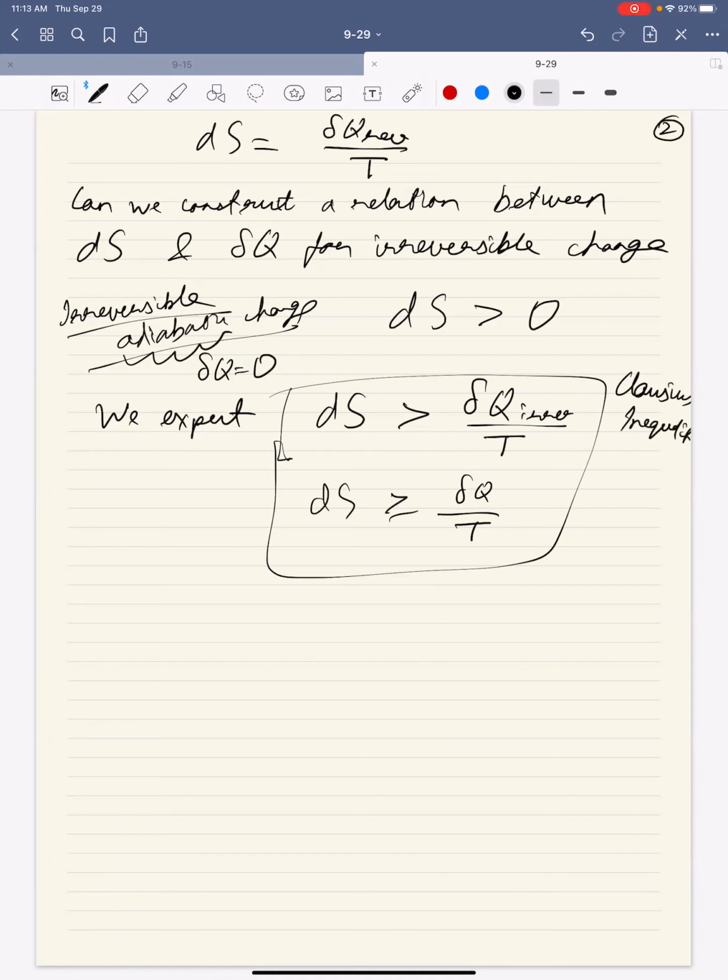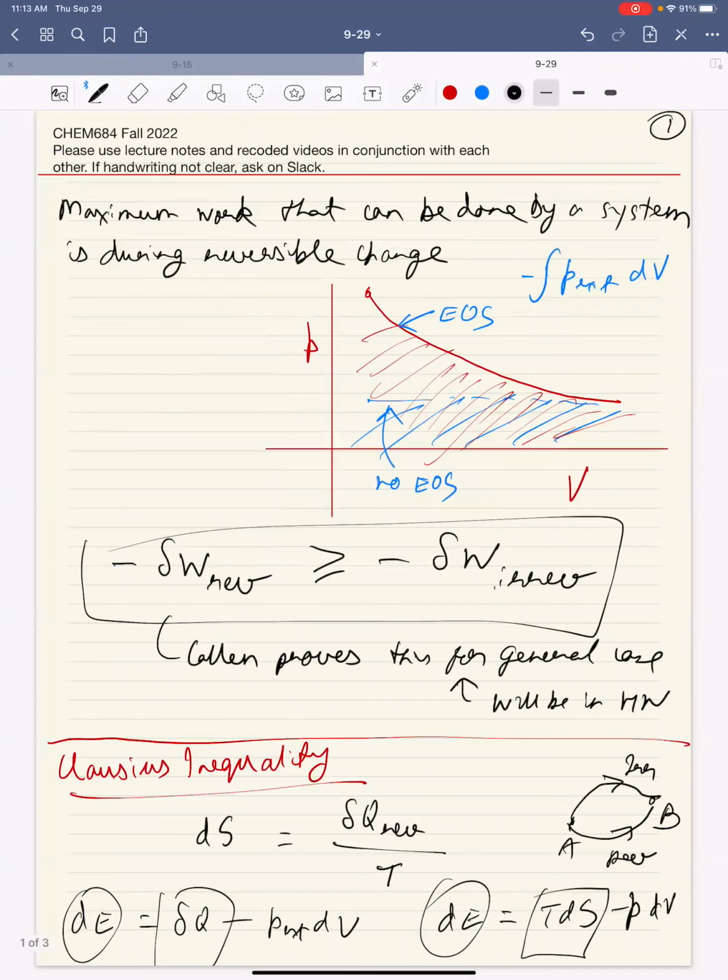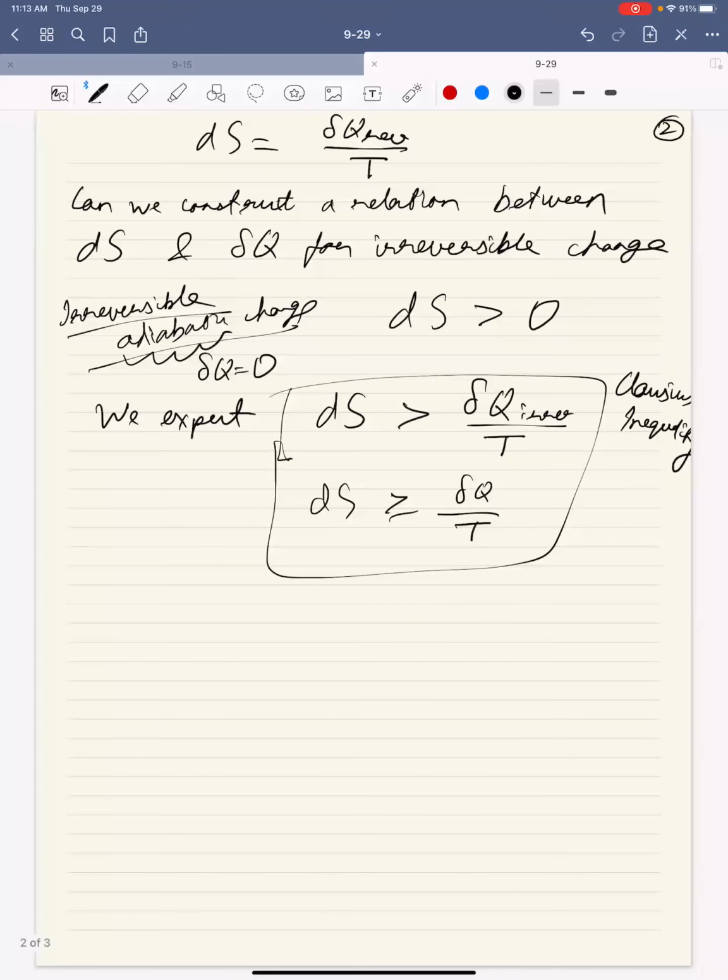And let's prove that it is true. It's quite easy. The way to prove this is going to be using equation number 1 that we did last time, that you get more work out of a system if change is happening reversibly. If you are doing irreversible work, it means the work that you get out of a system is going to be smaller. So in order to prove this, we will again look at two states of a system. The proof is really quite simple. Going from A to B, and we will consider two pathways, okay?